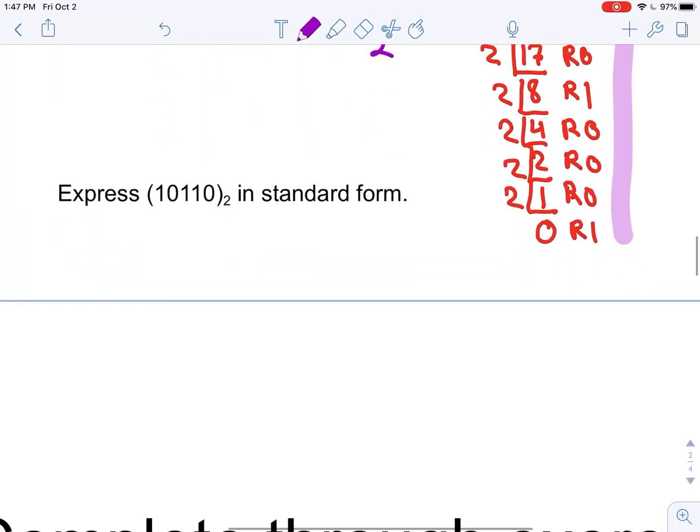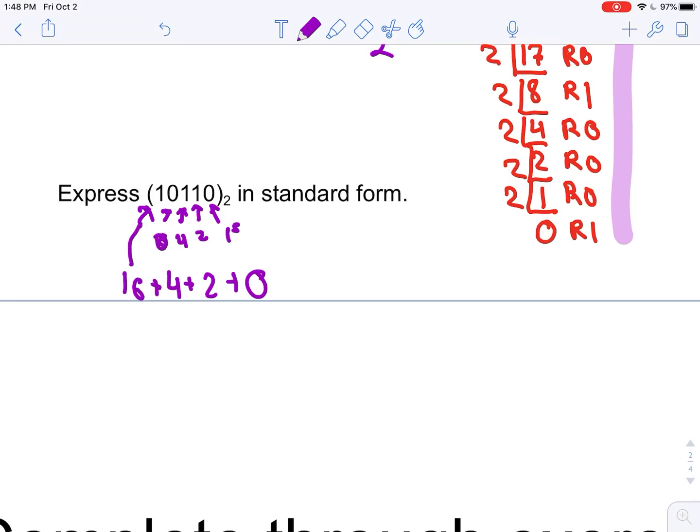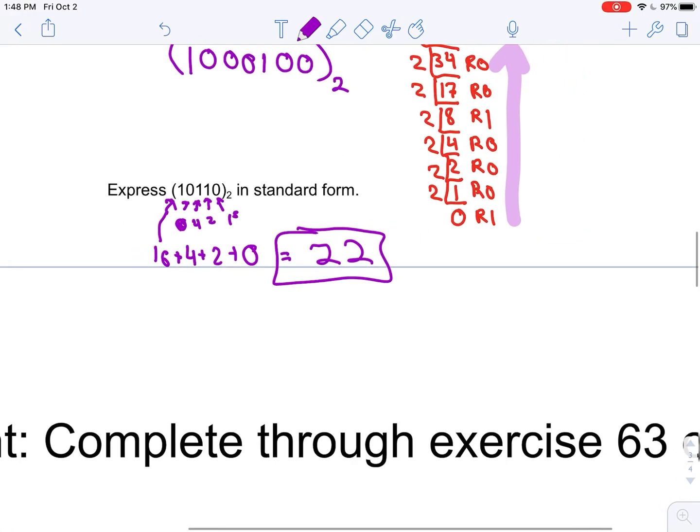Again, when you go to work this backwards, you're simply looking at these digits. It's always the ones place first here. That'll be the twos place. This is the fours place. So I've got no ones, I've got 1 two, 1 four, no eights. There's 1 sixteen. Okay, so I've got nothing there in the eights place. 16 plus 4 plus 2 plus 0 is going to equal 22. So that's my standard form numeral for 10110 at a base of 2.